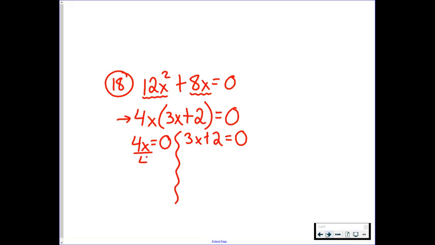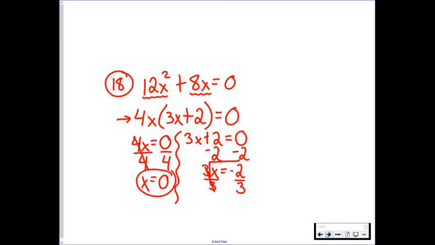To solve this first side, I'm going to divide both sides by 4 so that x is 0. To solve this other equation, I'm going to subtract 2 to both sides and divide by 3 to get x by itself. So x is equal to negative 2/3 and x equals 0 are the solutions to that equation.